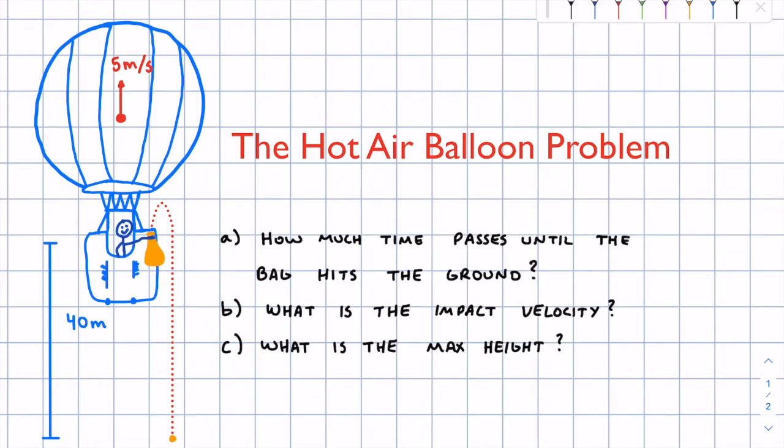So basically what's happening in this scenario is we've got this hot air balloon, and it's moving up at a speed of 5 meters a second. And this person is going to release this sandbag that they're holding, and we are set out to find how much time it takes for it to hit the ground, what the impact velocity is, and the max height that it reaches. So let's get right into it.